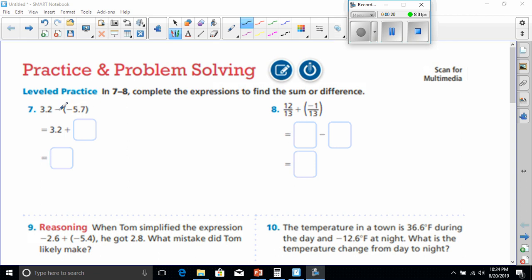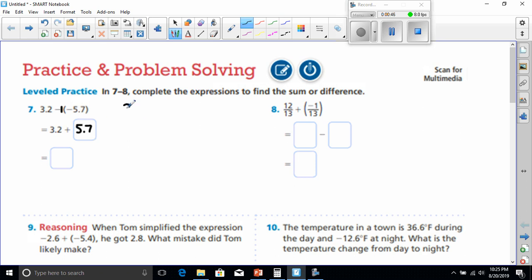Well, like I said in class, whenever we have a negative combined with a negative, and that's what this is because of this parentheses, we're multiplying this negative to it. We have to pretend there's actually a 1 after this negative. So it's negative 1 times negative 5.7, and a negative times a negative makes a positive. So this is 5.7. And now we take 3.2 plus 5.7.